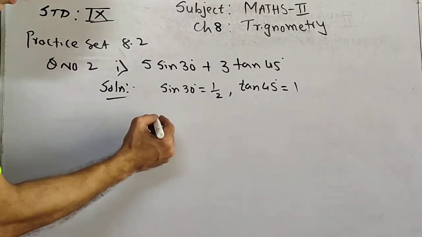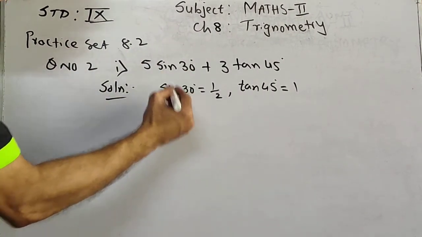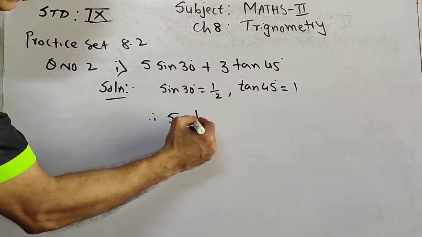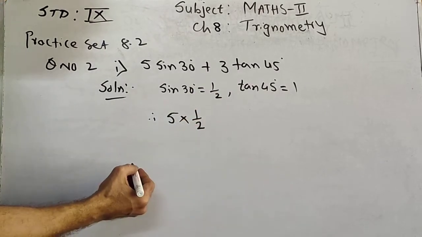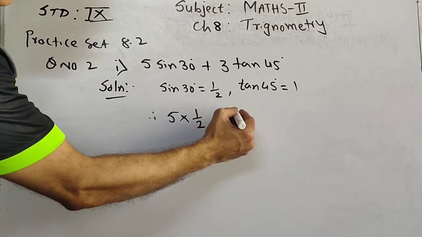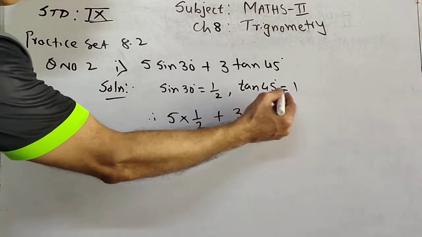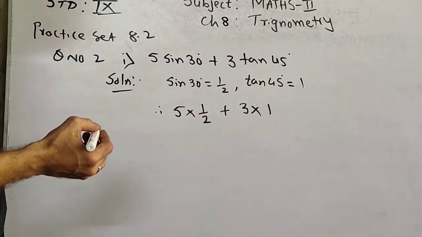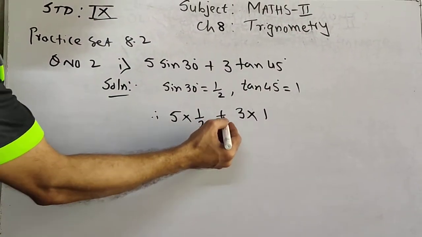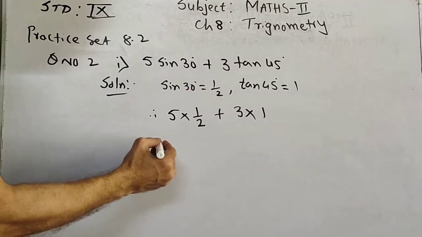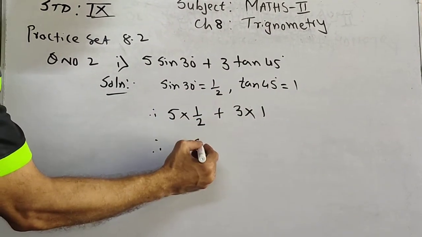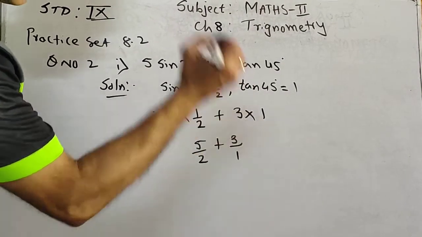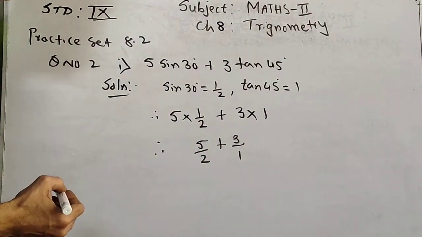So see now, therefore 5 sine 30. Sine 30 is half. So 5 into 1 upon 2 plus 3 into tan 45 is 1. 3 into 1. Okay. 5 into 1 upon 2 plus 3 into 1. Therefore 5 ones are 5. 5 upon 2 plus 3. 3 upon 1. Nothing is there means 1.